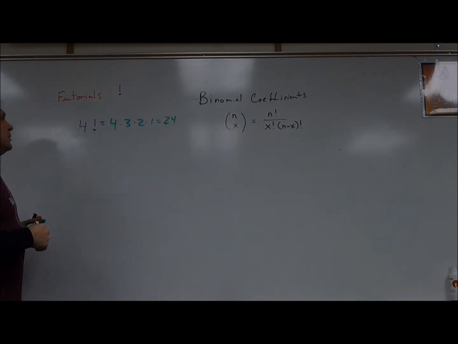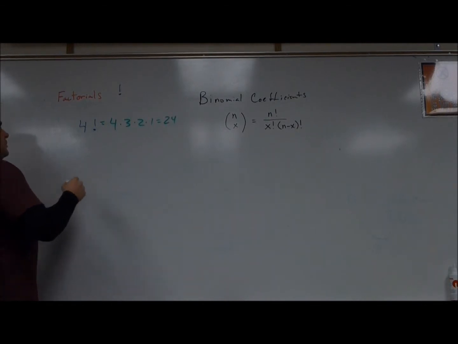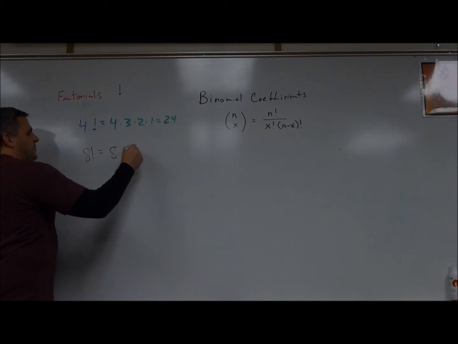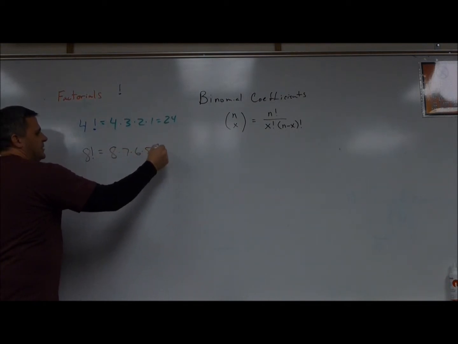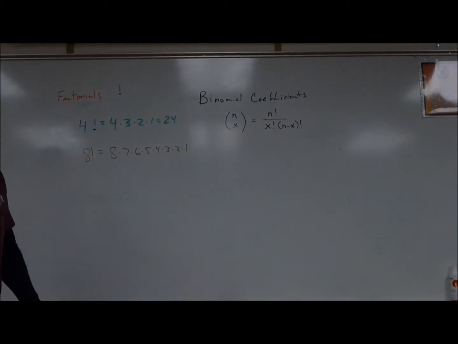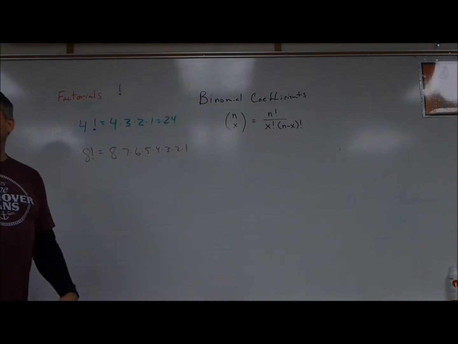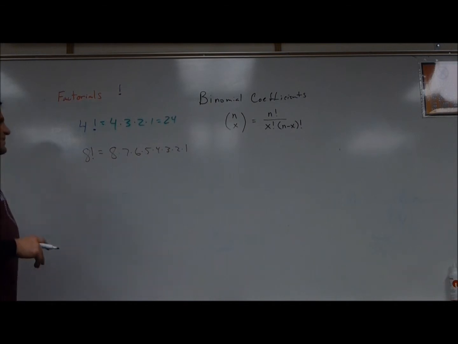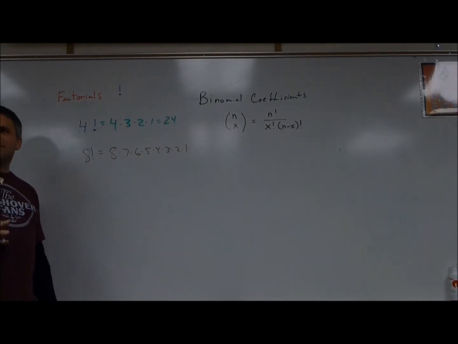And if I were to do 8 factorial, it's the same thing: 8 times 7 times 6 times 5 times 4 times 3 times 2 times 1. And we would do that math. I'm not going to take the time to do that math. And some of your calculators have factorials on them.